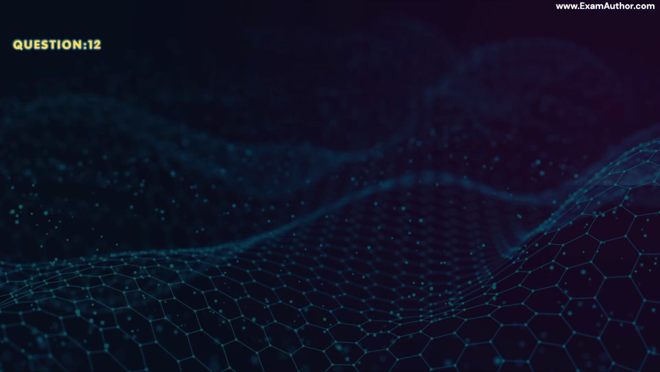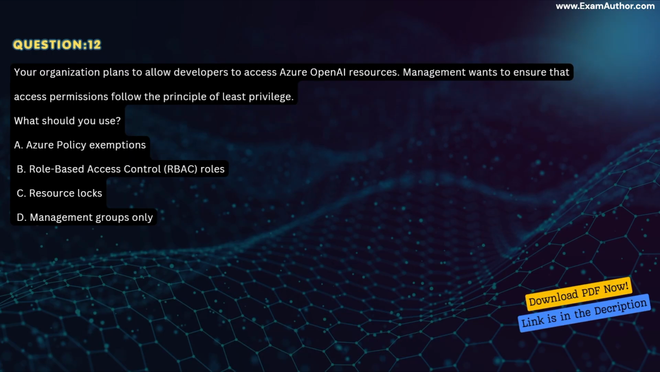Question 12. Your organization plans to allow developers to access Azure OpenAI resources. Management wants to ensure that access permissions follow the principle of least privilege. What should you use? A. Azure Policy Exemptions. B. Role-Based Access Control (RBAC) roles. C. Resource locks. D. Management groups only.